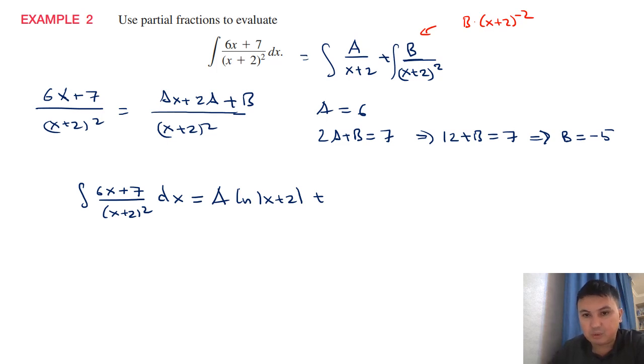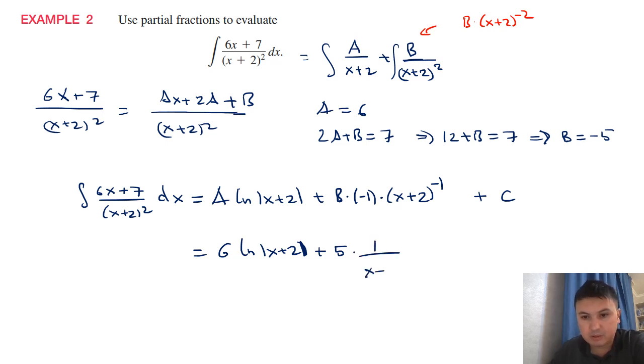But applying the power rule, this becomes b times, you increase the power by 1, right? So it becomes minus 1, and we divide by it. And here we get x plus 2 to the minus 1 plus a constant. Now I know that a is 6, so this is 6 ln of x plus 2. So b is minus 5, so we'll get plus 5 times 1 over x plus 2 plus constant.